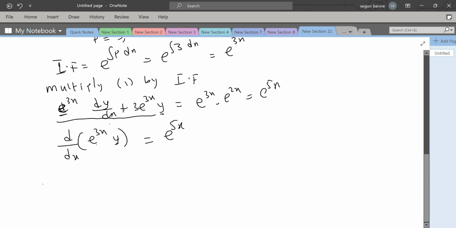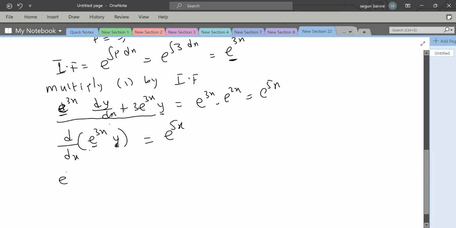Okay, so what is the next thing we need to do? But I want you to take note of something. When you multiply by your integrating factor, on the left you just pick that integrating factor, the exponential of 3x, then multiply it by y. That is all. Now, we are looking for y in this problem. To get y, you integrate both sides.